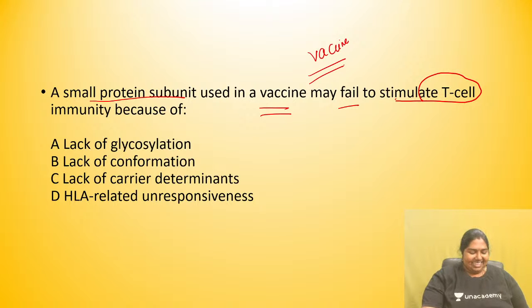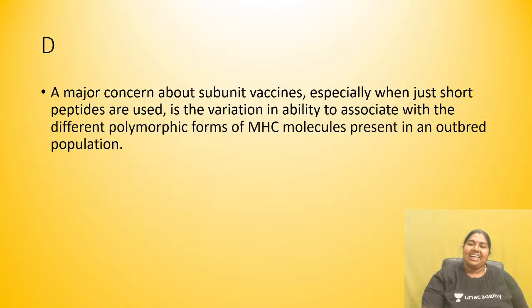Yes, Urvish, Anjali, Shushmita, Sati, Yashmita. Shall we check out? Very good. Absolutely. D is going to be the correct answer. Okay? Yes, correct. So HLA related unresponsiveness is going to take place.